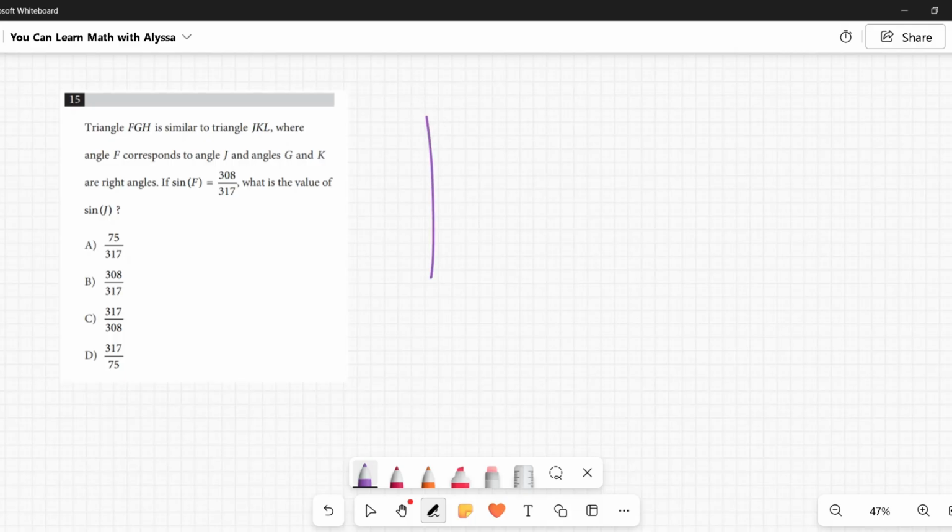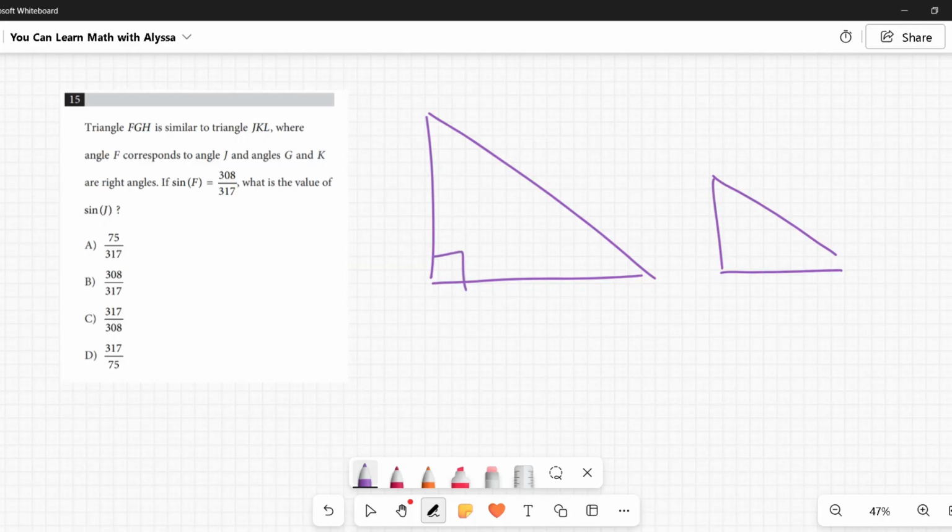So first, similarity. Similarity means I have two triangles and their angles are all the same, but the lengths of their sides may be different. They are usually different. If they were identical or congruent triangles, they would also be similar, but just because they are similar does not mean they are also congruent. Similar is they have all the same angles. Congruent is they have all the same angles and the same length of sides.